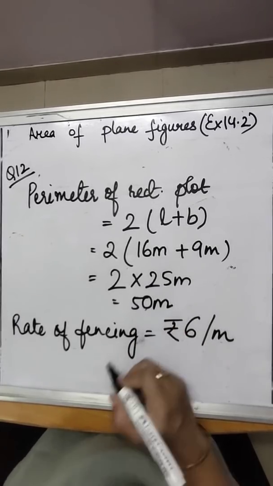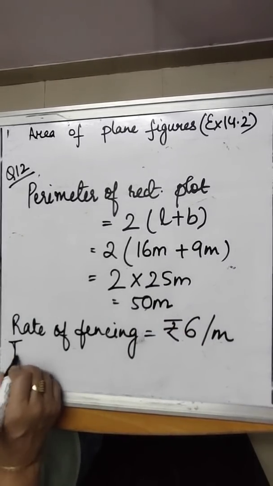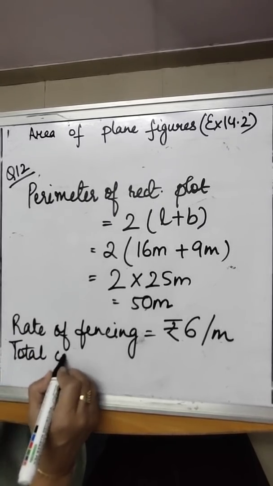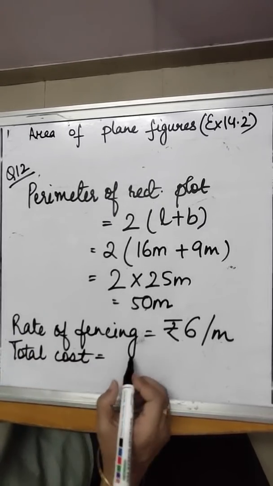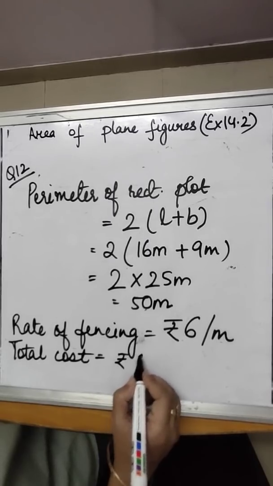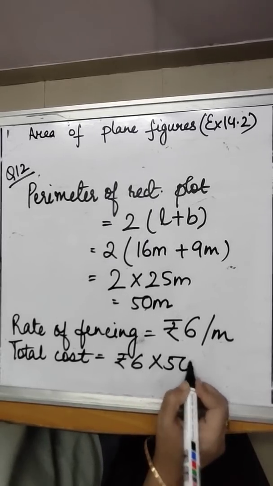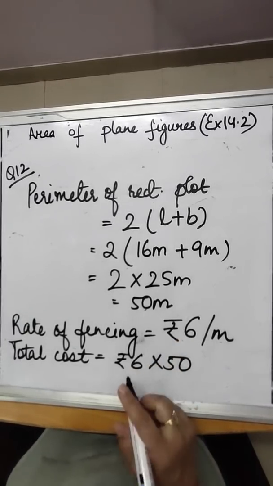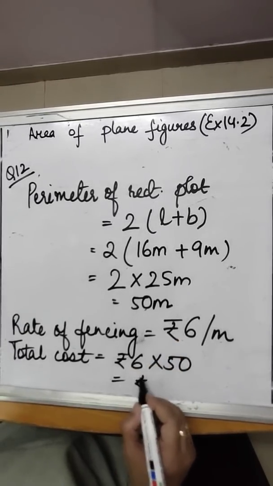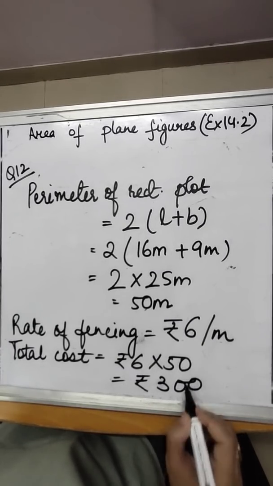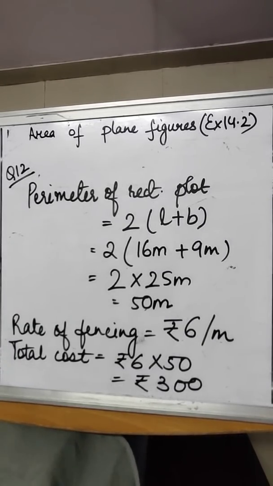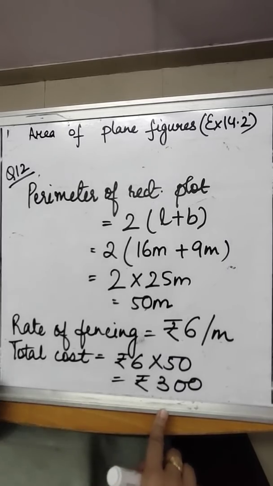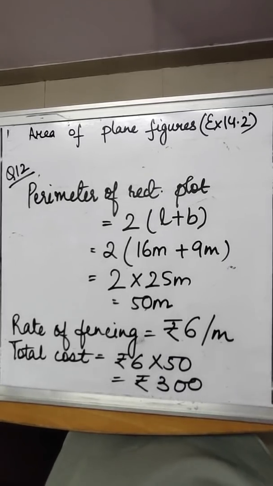So for 50 meter how much I have to pay? So total cost will be rupees 6 multiplied by 50. Because for 1 meter it is 6. So for 50 meter it will be multiplied by 6. And this will be equal to rupees 300. So the total cost of fencing is rupees 300. Okay.